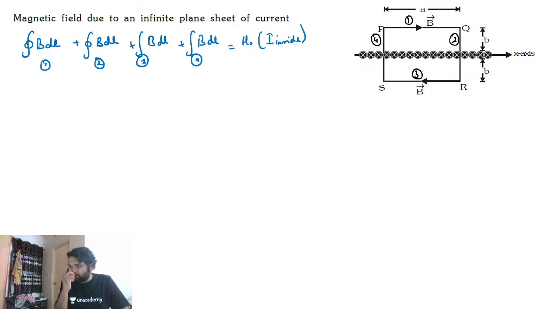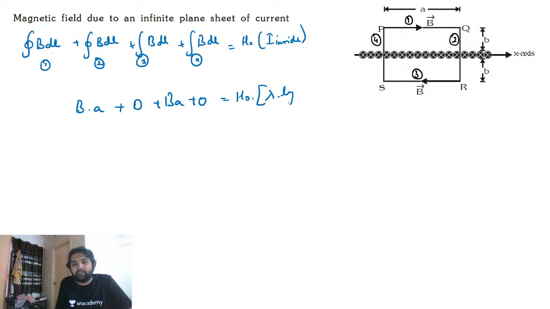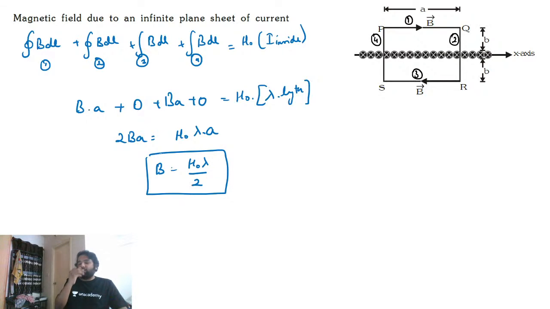This is the wonderful solution, guys. So B·dl, this one was equal to B into A plus B into 0 plus B into A plus 0, which will be equal to mu naught into I inside, which is nothing but lambda into length. So 2BA is equal to mu naught into lambda into length. The length of this will be equal to A again. So A cancels, B will be equal to mu naught into lambda by 2. So this, my friends, is the solution.